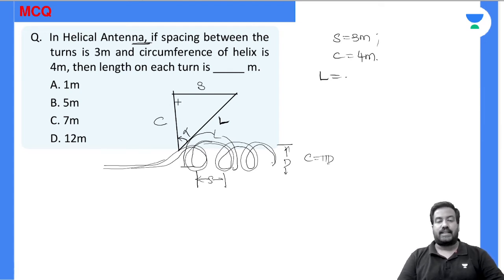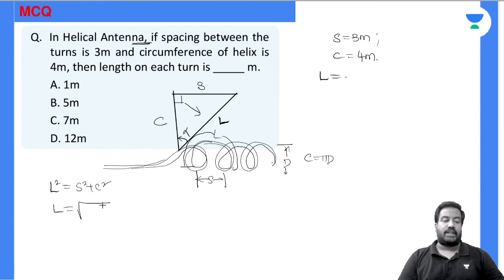Now very clearly this is 90 degrees, therefore this is the hypotenuse. Hypotenuse square is equal to side square plus side square. Hypotenuse is under root of side square plus side square. L is under root of 3 square plus 4 square, 9 plus 16, under root 25, which is 5. Therefore option B is the answer.